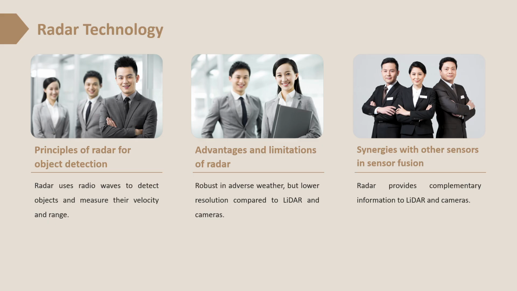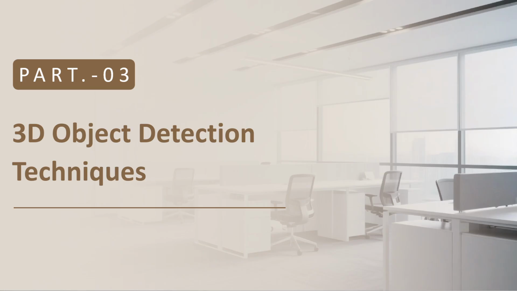Radar uses radio waves to detect objects and measure their velocity and range. It is very robust in adverse weather but has lower resolution compared to lidar and cameras. So radar provides complementary information to lidar and cameras.